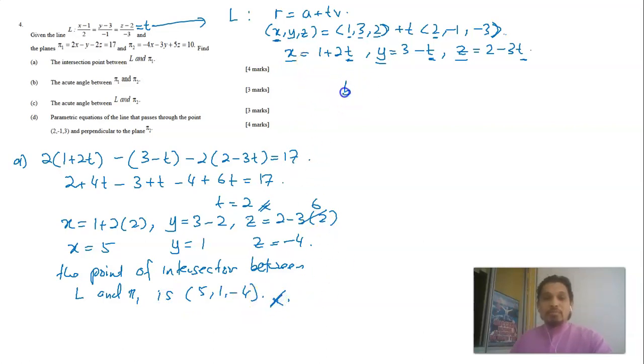Okay. Question B. The acute angle between pi 1 and pi 2. So, pi 1, which is 2x minus y plus 2z. Is minus here, sorry.